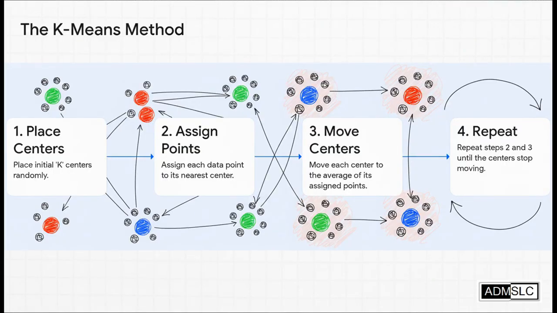Okay, so the real genius of k-means is how it works. It's this simple repeating process. First, it just randomly drops k centers into the data. Then it goes to every single data point and asks, hey, which center are you closest to? And assigns it to that center's team. After everyone's been assigned, it recalculates the middle of each team and moves the center there. And then it just does it again. And again, assign, move, until the groups are stable and those centers stop shifting around.